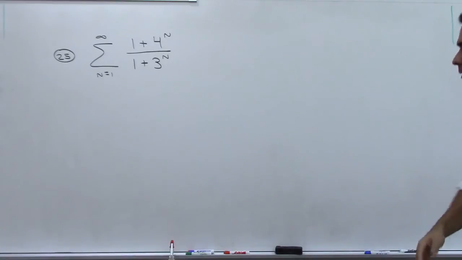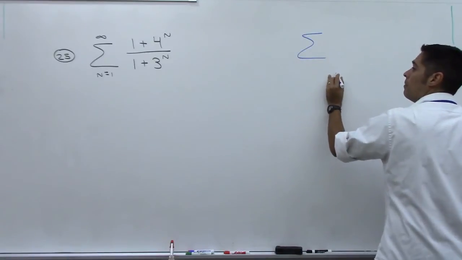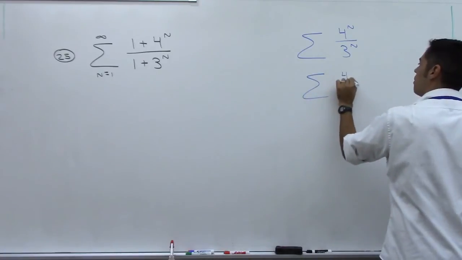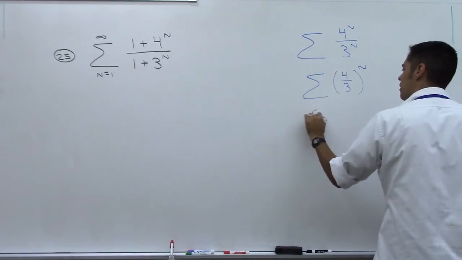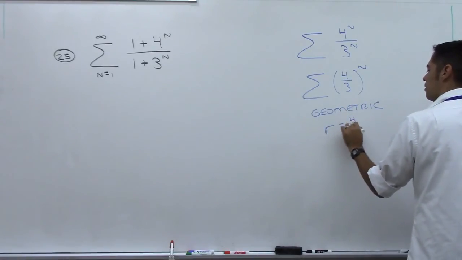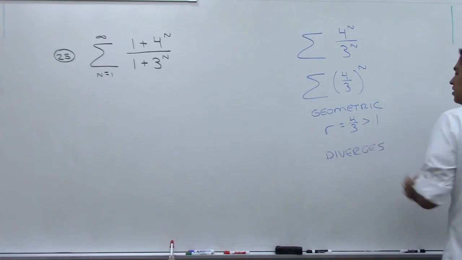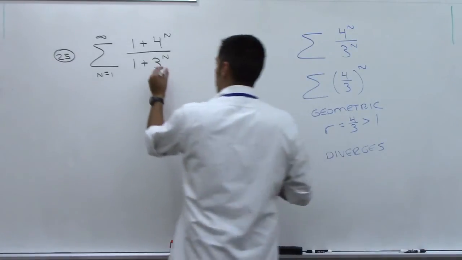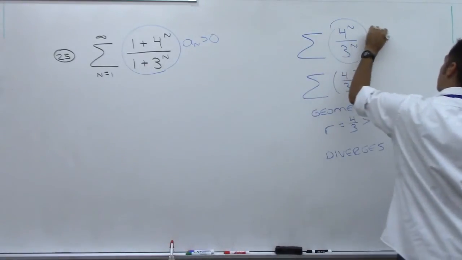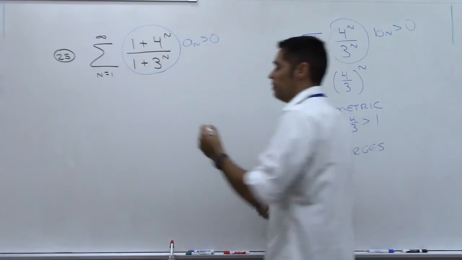I want to compare. And I'm thinking again, as n gets big, those 1s really don't matter. I'm thinking that this acts a lot like 4 to the n over 3 to the n, which is really 4/3 to the n, which is geometric. I've got r being 4/3, which is bigger than 1, so it's going to diverge. So I just need to show that these guys here, my a sub n's, which are positive, are always bigger than my b sub n's, which are also positive. So let's see if I can show that inequality is true.